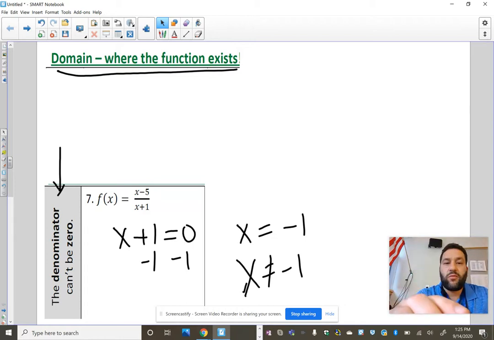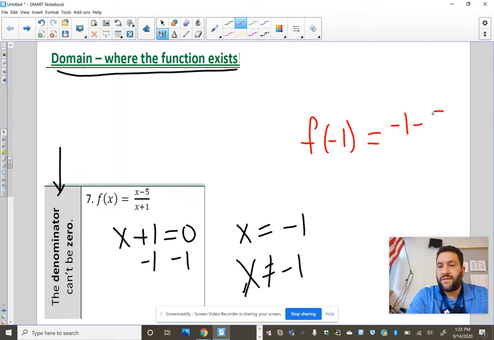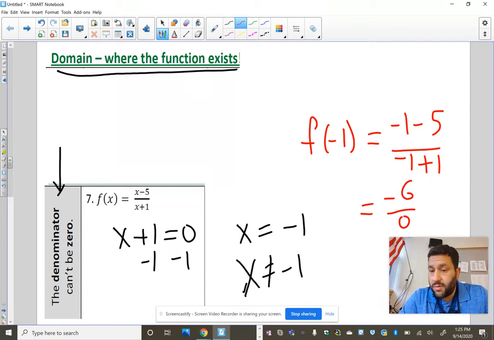Why? If we take -1 and substitute that in for x in f(x), we would have f(-1) equal to (-1 - 5) over (-1 + 1), which will equal -6 over 0. What is anything divided by 0? It doesn't exist. You can't do it. You can't take 6 of something and break them into 0 groups. So this is a value that can't be in the domain.